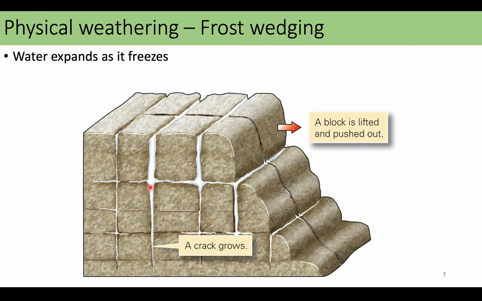So weathering, both types, physical and chemical, generally increases the surface area of your rock. So this becomes sort of a positive loop. As weathering increases the surface area of your rock, you then have more surface area to weather. So weathering increases.